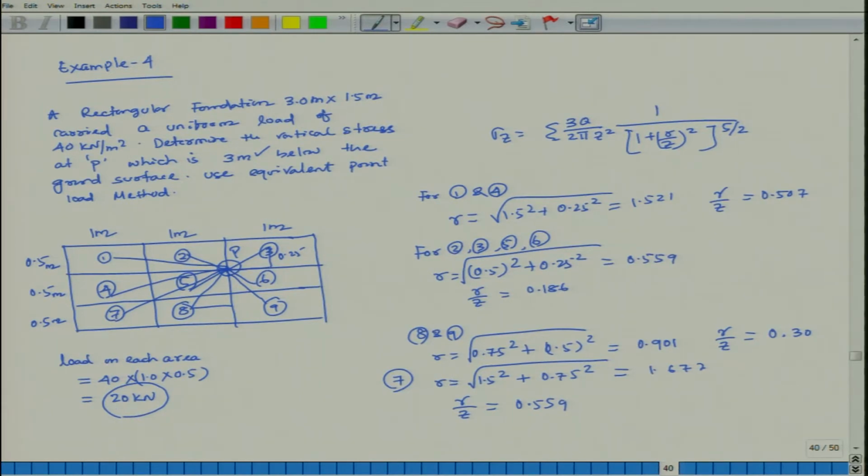Now, as per Boussinesq's equation, sigma z is equal to 3q by 2 pi z squared into 1 by (1 plus (r by z) squared) to the power 5 by 2. Now, what are the things? Q is known, z is known, 3 meter, only r or r by z you have to find out. Now, points 1 and 4 are equidistant from point P. So, for 1, 4 it has been calculated, 2, 3, 5, 6 again equidistant, calculated, 8, 9 again equidistant, calculated, and 7 has been calculated.